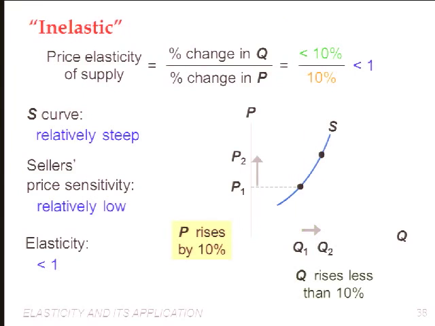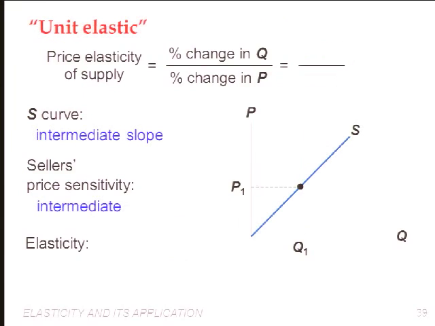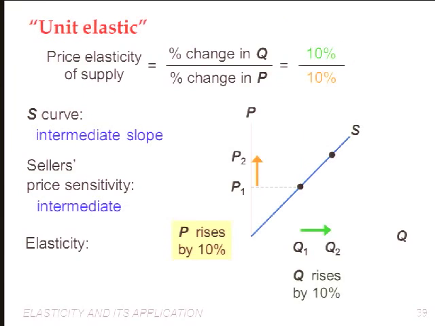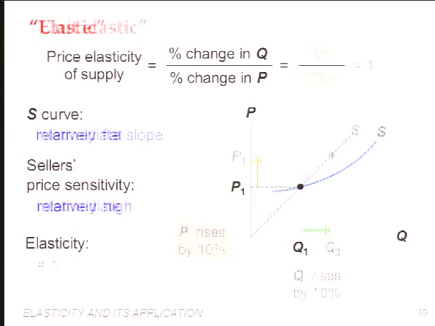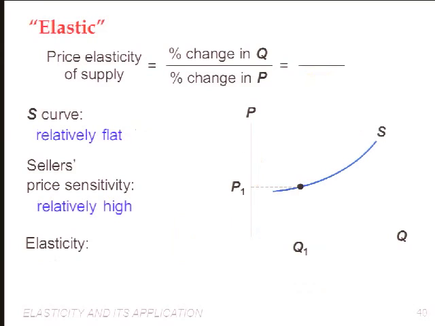And then finally, perfectly elastic. Same story that we had on the demand side. It's horizontal, and as a result, there is no price change. If there is, the quantity will fall to 0. But with that percentage change of 0, you can get any percentage change in quantity, and thus, once again, you have a supply curve that has an infinite elasticity.